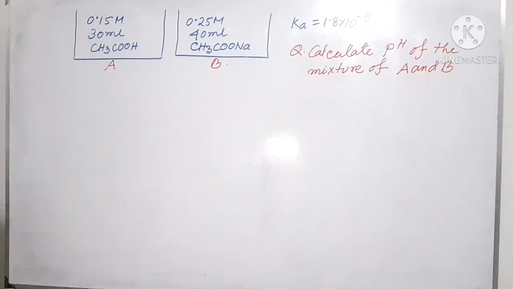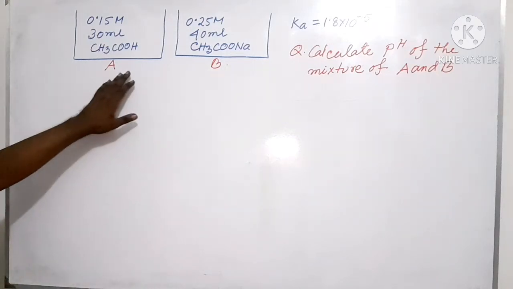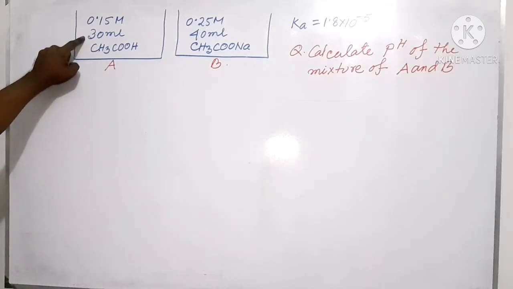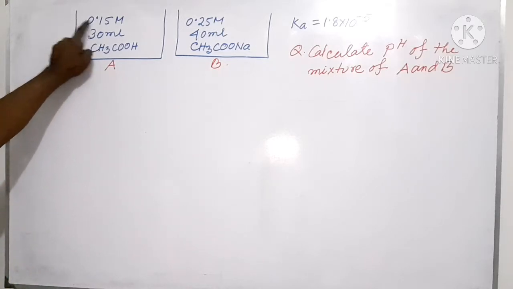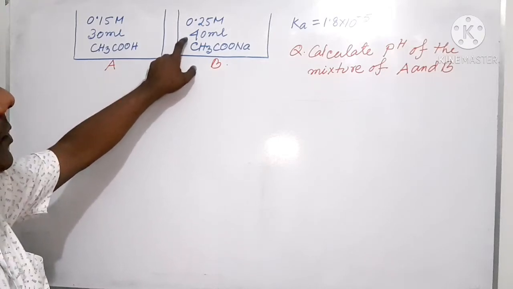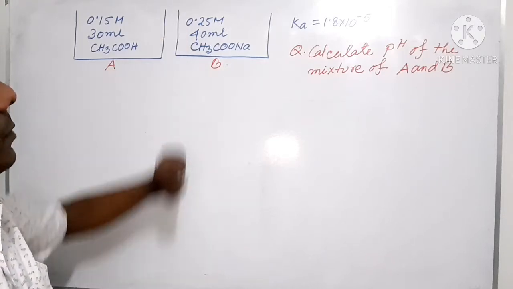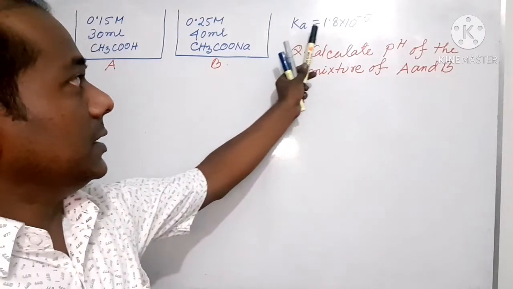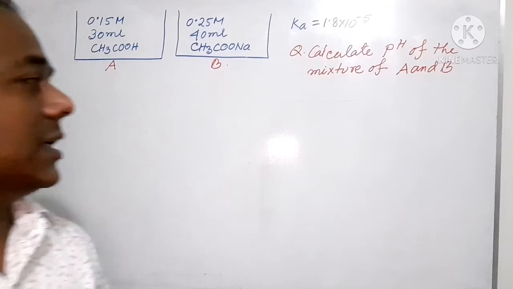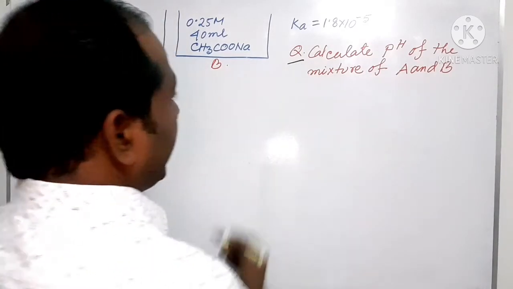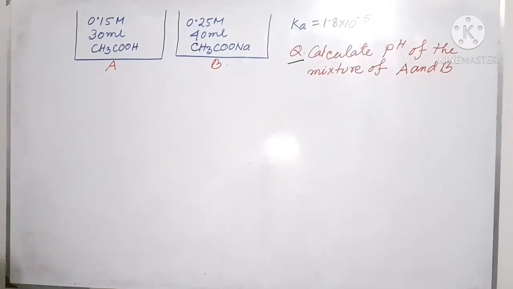Dear students, here is our mathematical problem: given 30 ml of 0.15 molar acetic acid and 40 ml of 0.025 molar sodium acetate, the Ka value of this acid is 1.8 into 10 to the power minus 5. And our question is to calculate the pH of the mixture of A and B.